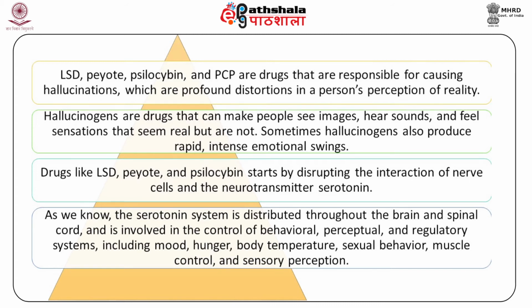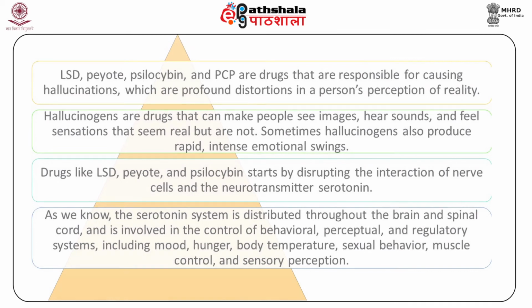Drugs like LSD, peyote and psilocybin start by disrupting the interaction of nerve cells and the neurotransmitter serotonin. As we know, the serotonin system is distributed throughout the brain and spinal cord and is involved in the control of behavioral, perceptual and regulatory systems including mood, hunger, body temperature, sexual behavior, muscle control and sensory perception.